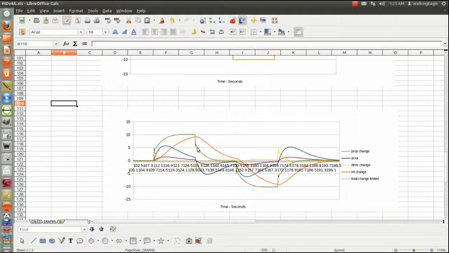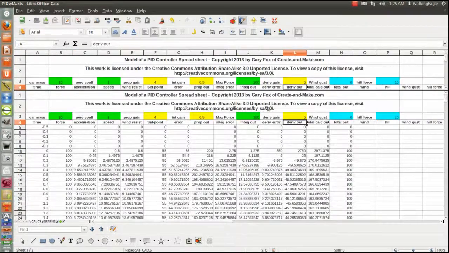Really didn't improve things that much. You notice the gain still looks, or the error still looks about the way it did before. So it didn't really improve things that much, but it did make these things act faster. And you can see the derivative kicking in. As I said, derivative is not normally used in most of the controllers that I've ever dealt with.